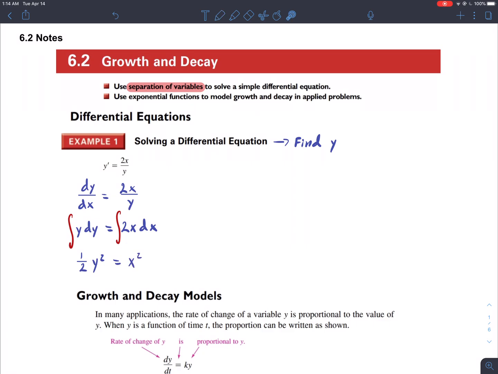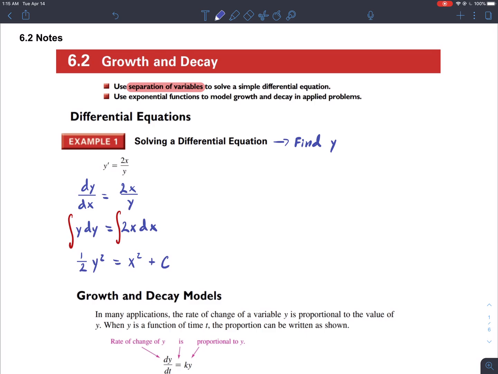Then technically, both the left side integral and the right side integral would have a constant. These are indefinite integrals. So I could put a plus c here and a plus c here, but I only need c on one side or the other, because when I pull them together onto one side, I'm going to have just one constant anyway. So I'm going to write it only on the right side. This is pretty standard. All right?